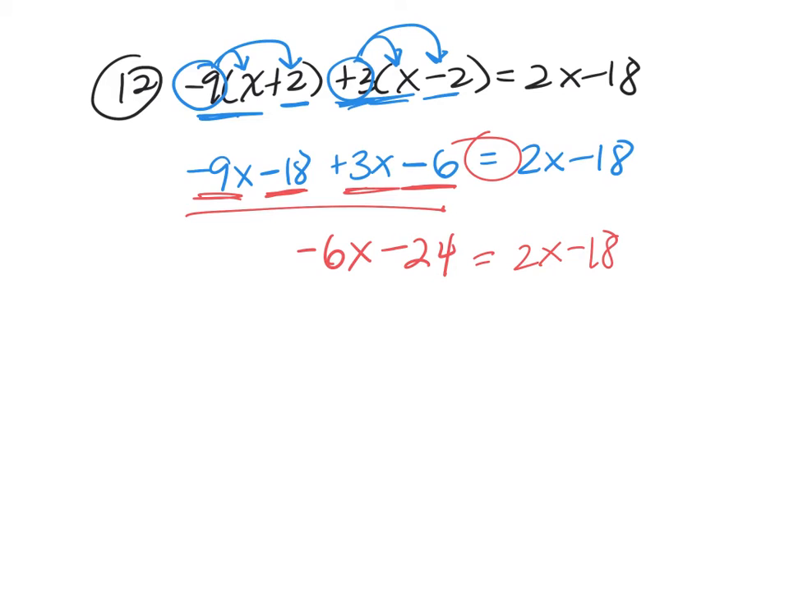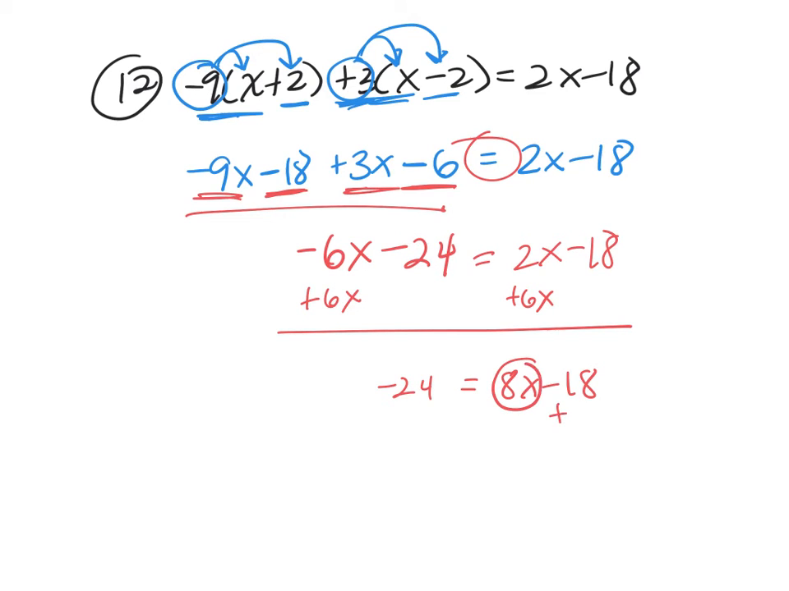So I'm going to add the 6x to the other side. And I get negative 24 equals 8x minus 18. I'm going to isolate the 8x. I'm going to add 18 to the other side. I get negative 6 because negative 24 plus 18 is negative 6 equals 8x.